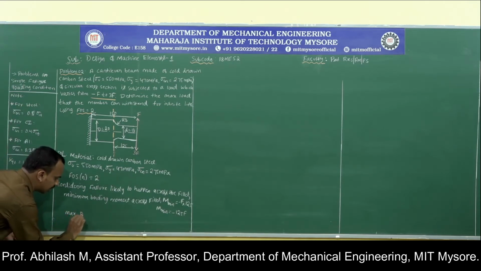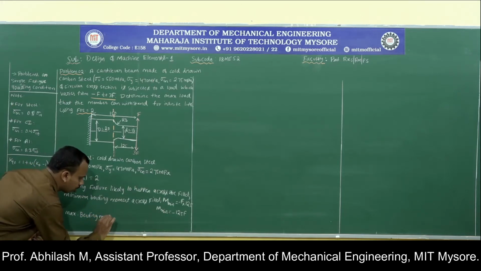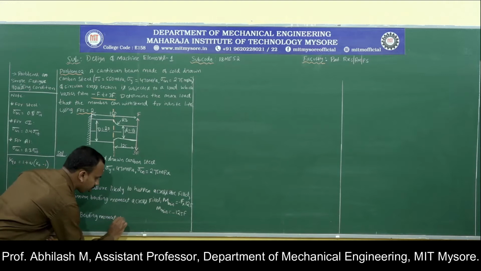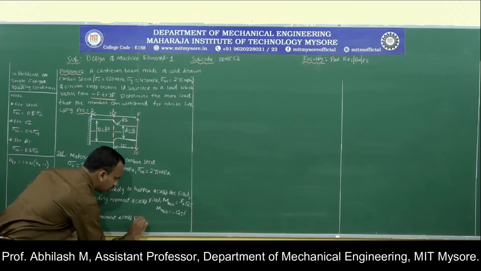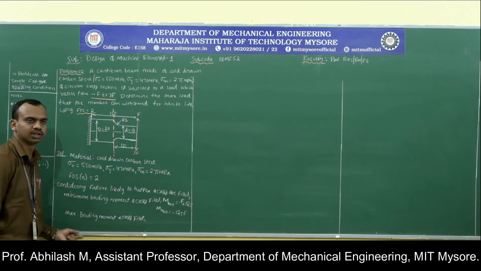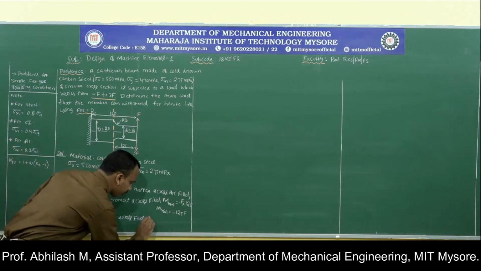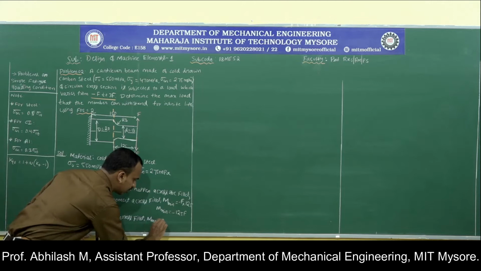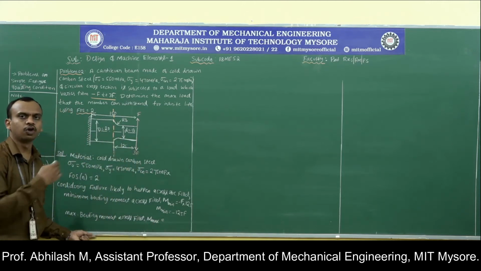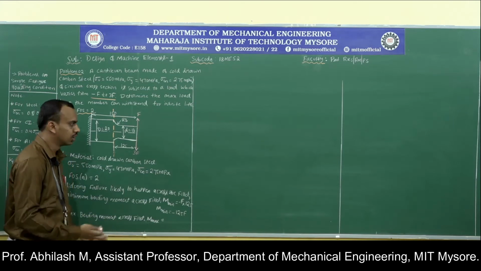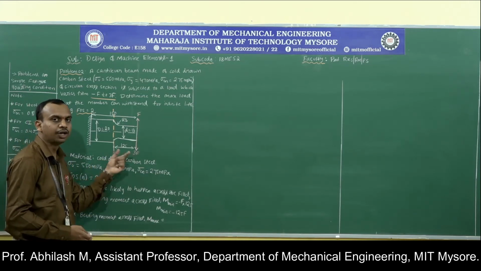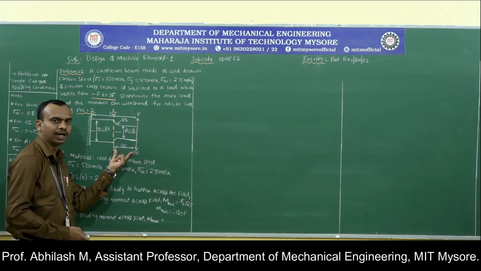So, the maximum bending moment across the fillet, because that is where the failure is likely to occur. So, bending moment maximum is equal to load into perpendicular distance will give us the value of bending moment. What is the load? The load is plus 3F into its perpendicular distance of 125.